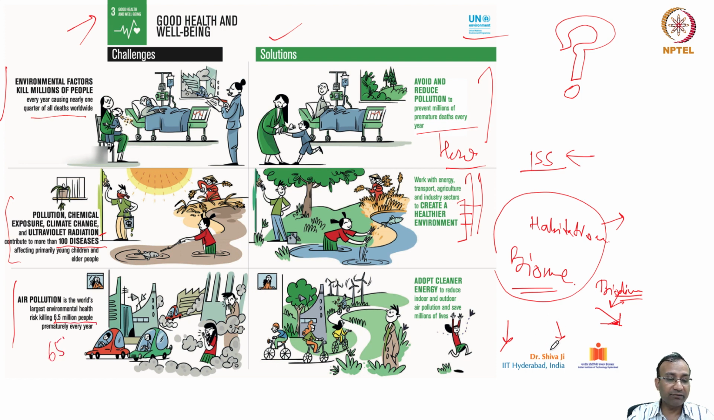In terms of those things, lastly, air pollution is the world's largest environmental health risk, killing 6.5 million people, that means 65 lakhs, prematurely every year. Air pollution alone, right? We know during the winter time, such health risks become very prevalent and higher, and a huge volume of people actually start reporting such conditions. And if they are already having some pulmonary conditions like asthma, they find it even harder to cope. What to do? Adopt cleaner energy to reduce indoor and outdoor air pollution and save millions of lives.